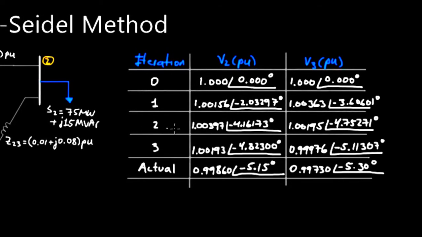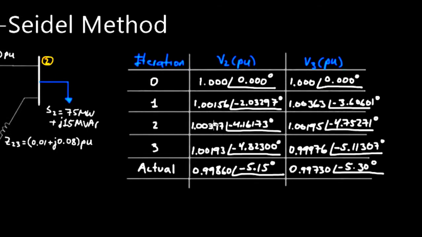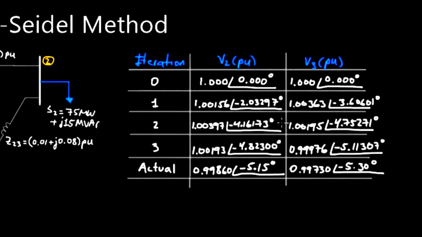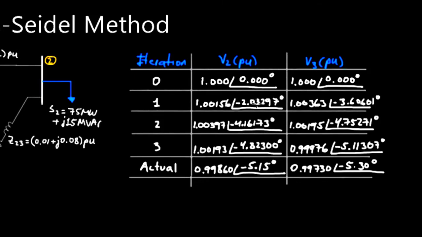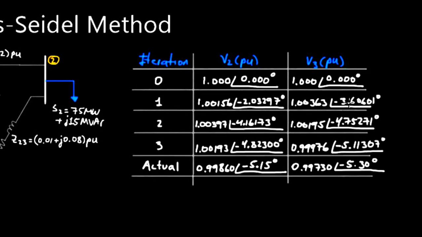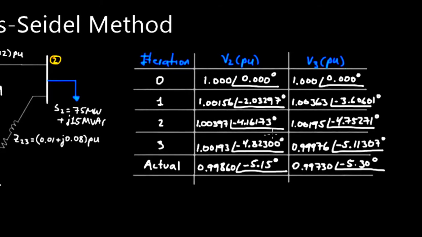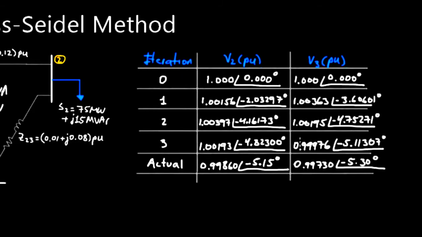Then for iteration 2, we saw that they went up again. The voltage went up from 1.001 per unit to 1.003 per unit, roughly 1.004 per unit. But notice that the angles went down for both as well. For bus 2, it went down from minus 2 degrees to minus 4 degrees, and for bus 3, it went down from minus 3.6 to minus 4.8 degrees. Then for iteration 3, we saw that the angles again went down a little bit, but not by much.